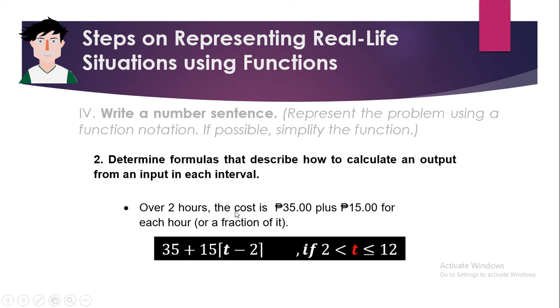So the formula for that interval will become 35 plus 15 times the ceiling function. Okay, this symbol, square bracket with the missing part at the bottom, of t minus 2 is represented by a ceiling function. So this formula will be used if t is greater than 2 but less than or equal to 12. Why do we subtract 2 here? Because the first 2 hours is already 35 pesos. Whatever the difference will be is multiplied by 15 and you will add that to 35 pesos if the time you park your car in the mall is more than 2 hours.